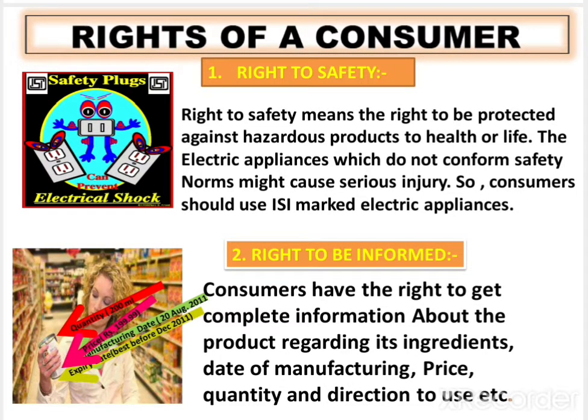Second right is right to be informed. The consumer has the right to get complete information about the product he intends to buy, like ingredients, quality, quantity, date of manufacture, price, directions to use, etc.